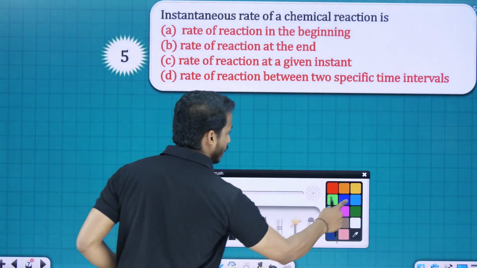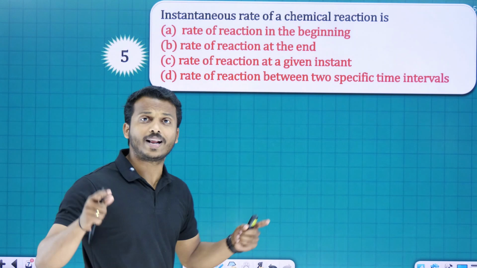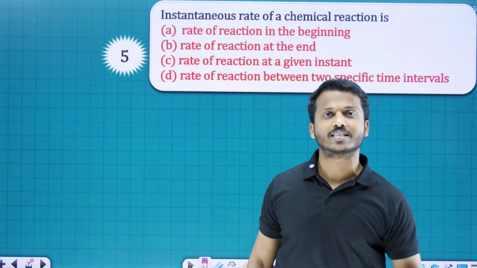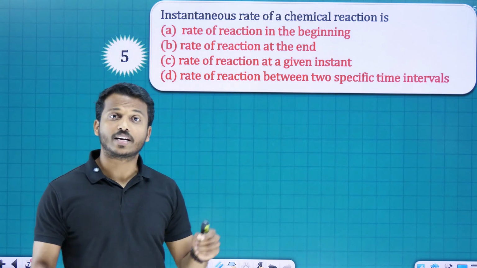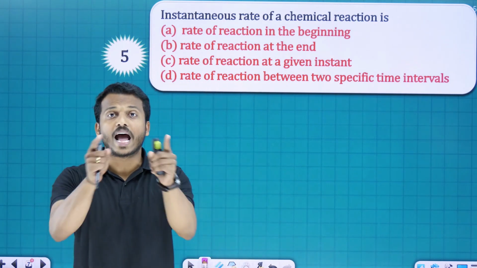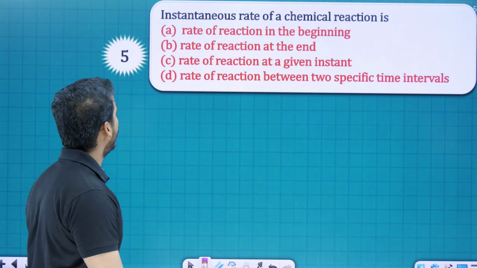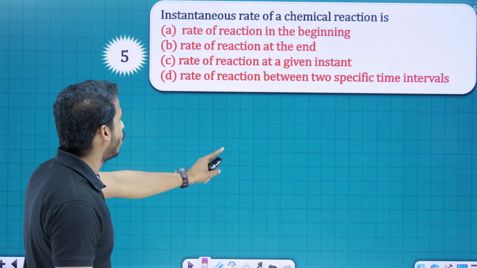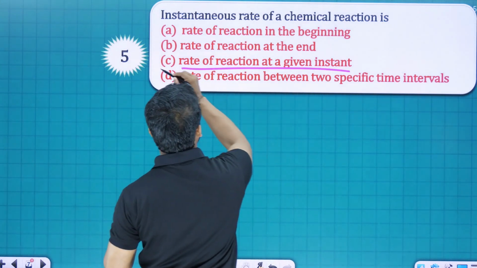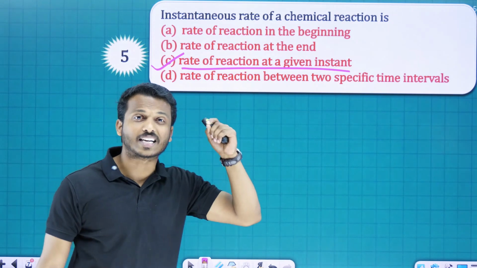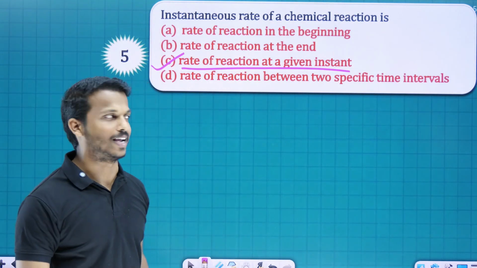Question number 5 for you, dear. Instantaneous rate of a chemical reaction. What is the difference between instantaneous rate and average rate? Instantaneous rate is calculated at a particular instant, but average rate is calculated between two time intervals. So the rate of reaction in the beginning, no. Rate of reaction at the end, no. Rate of reaction at a given instant. So instantaneous rate is the rate which is calculated at a particular instant.